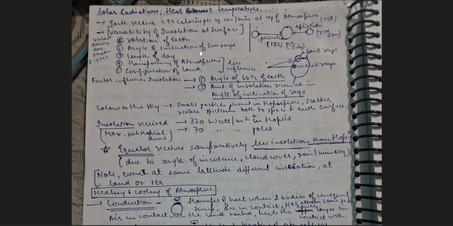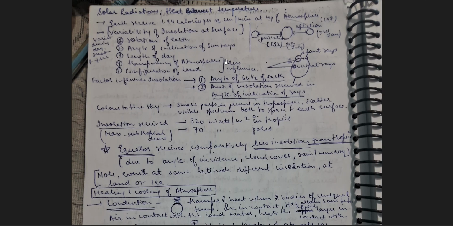Then there is the length of the day. These are the five points. The third point is the length of the day. It also determines the amount of solar radiation that will be there. Then we have the transparency of the atmosphere and the configuration of the land. These two have less influence. First is the transparency of the atmosphere. If we have a transparent atmosphere with no water droplets, there will be more insolation as compared to when there are more water droplets present in the atmosphere. And then there is the configuration of the land.